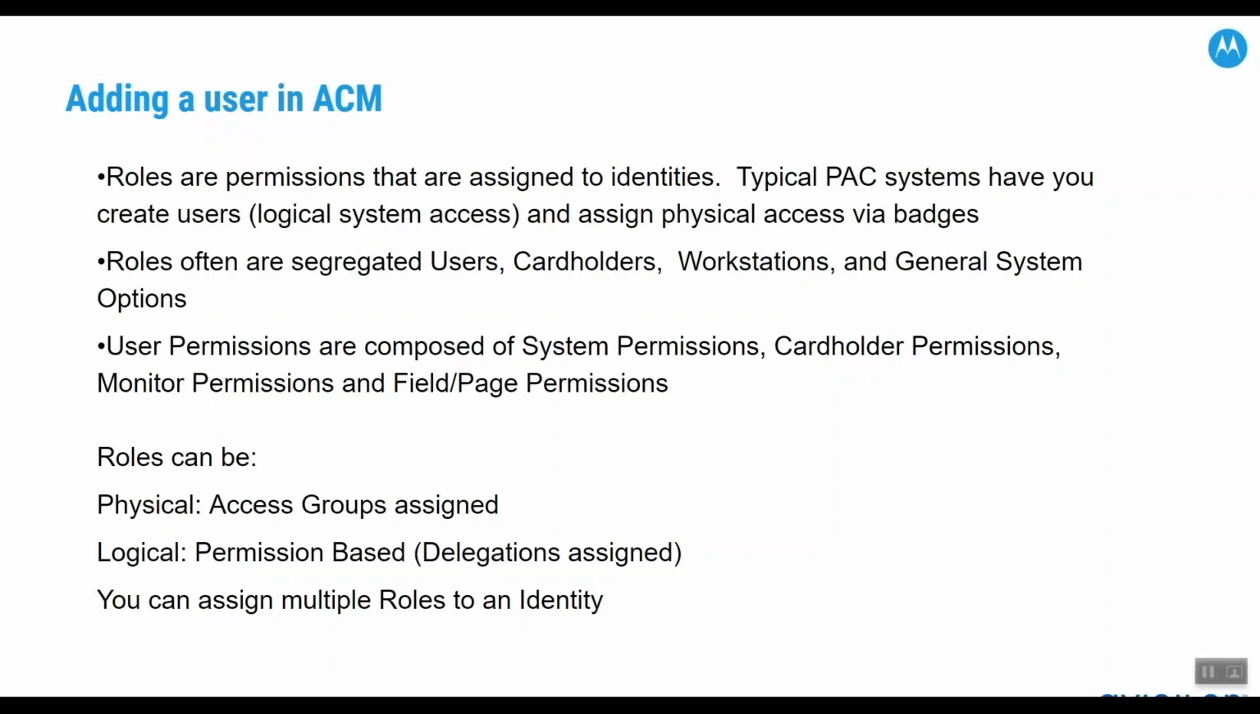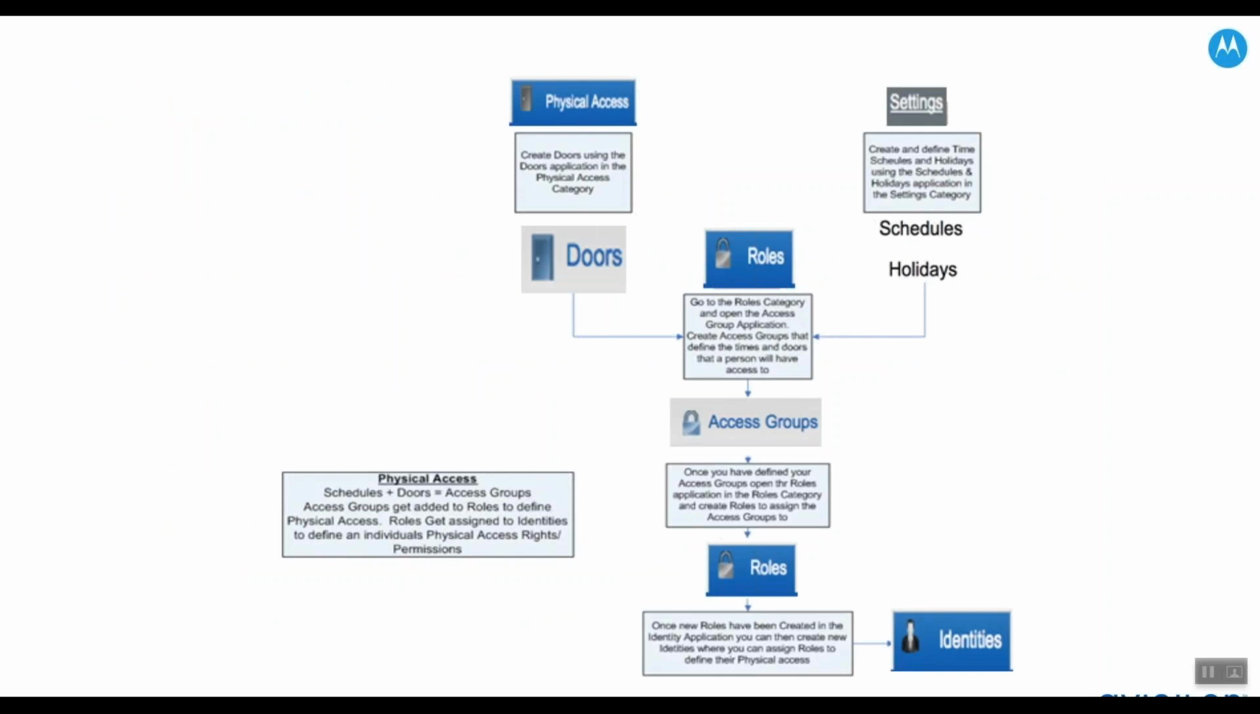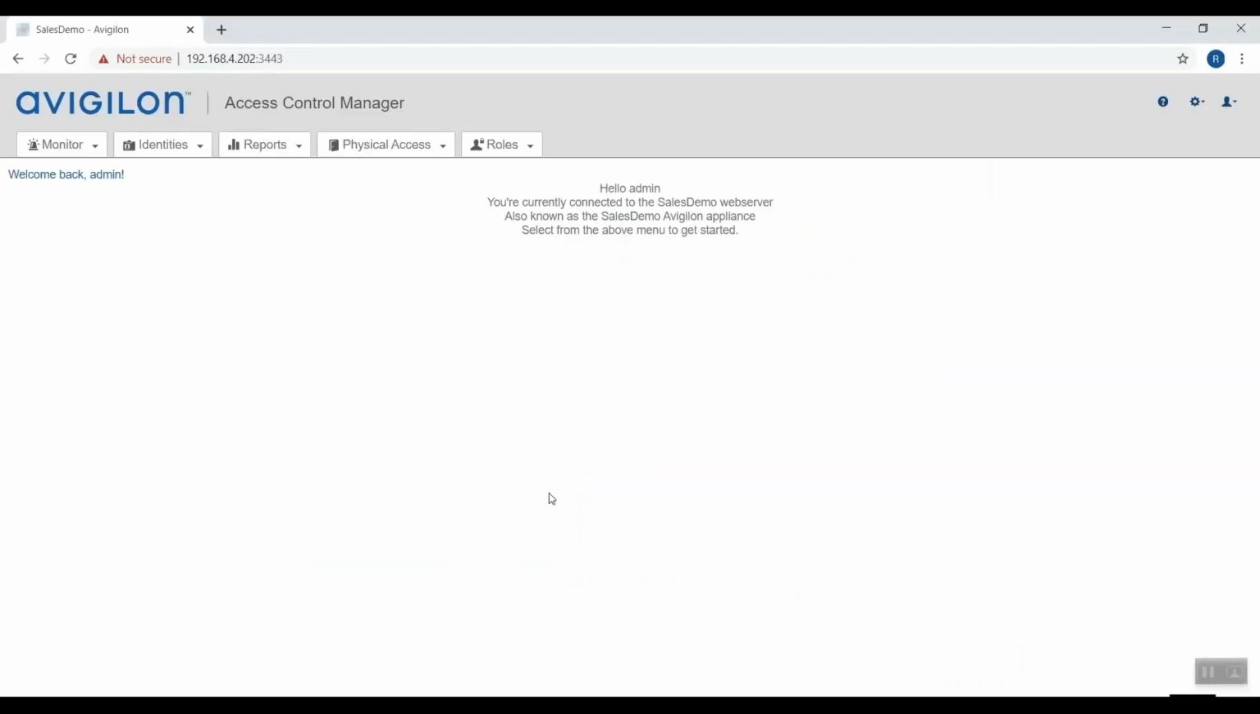So you can have basically a user on the system who can access ACM, as well as permissions to access a door. We have a quick diagram here. So basically you have your schedules and your holidays, and then you have your doors. Both of those get tied into an access group. The access group gets tied to a role, and then the role gets tied to an identity. And if you follow that path, that's basically the common steps to adding physical access to any user.